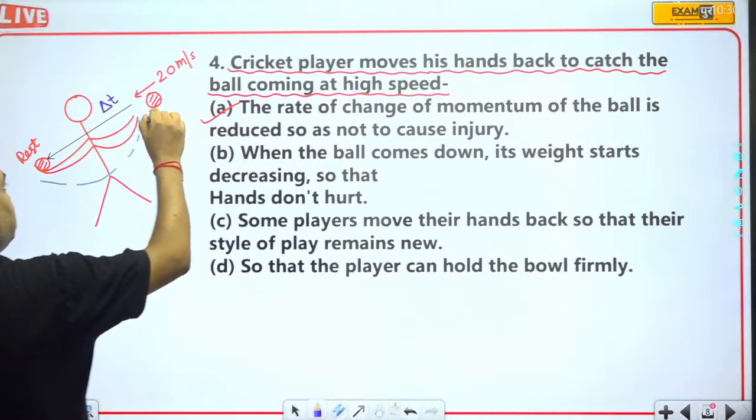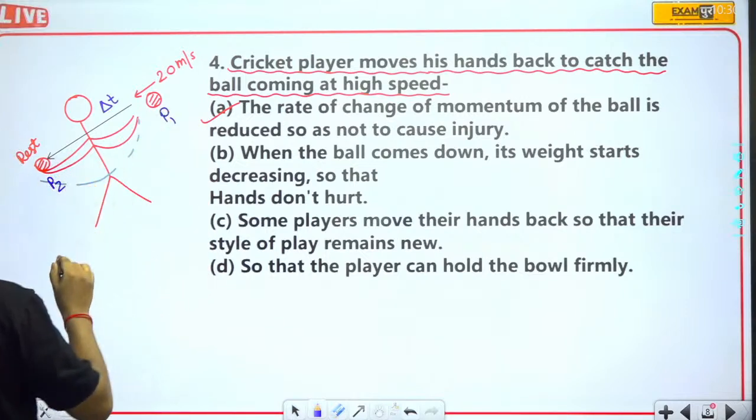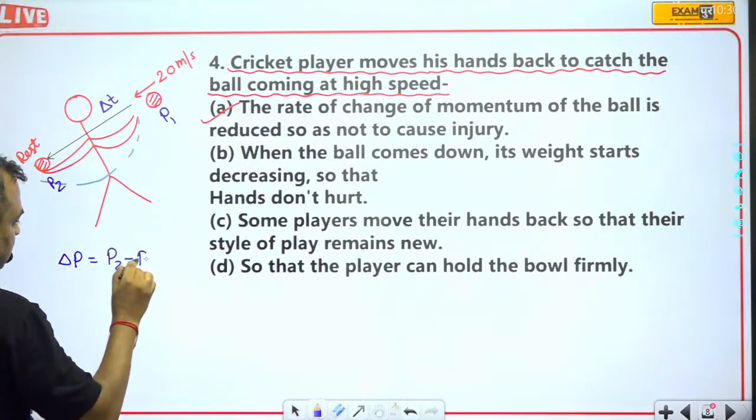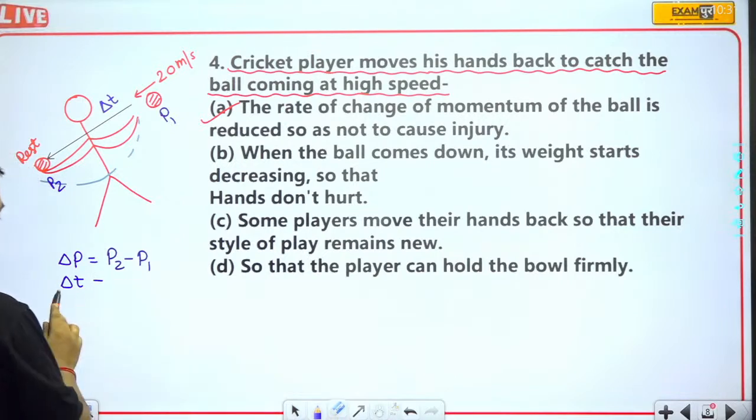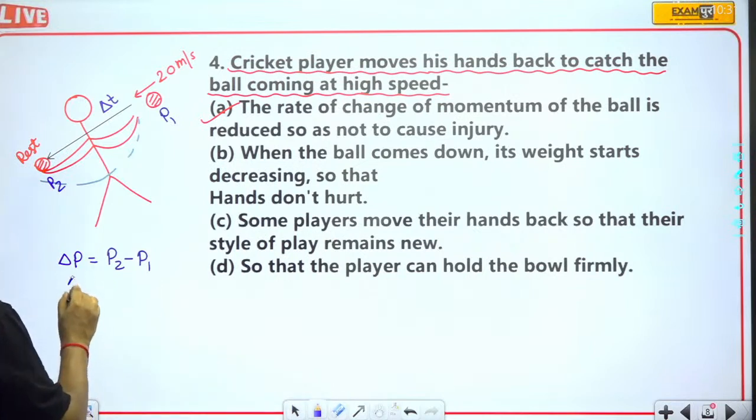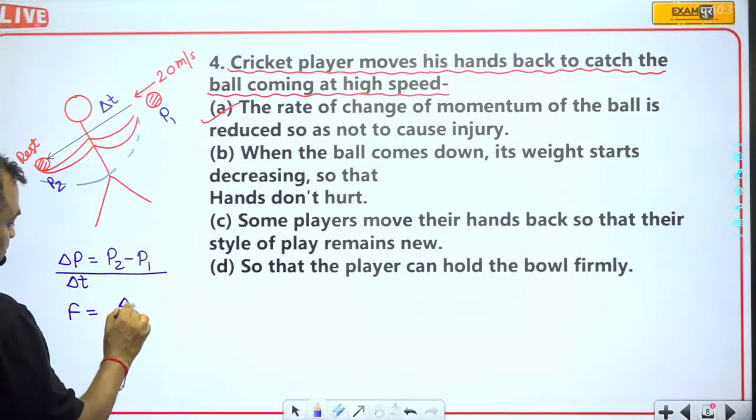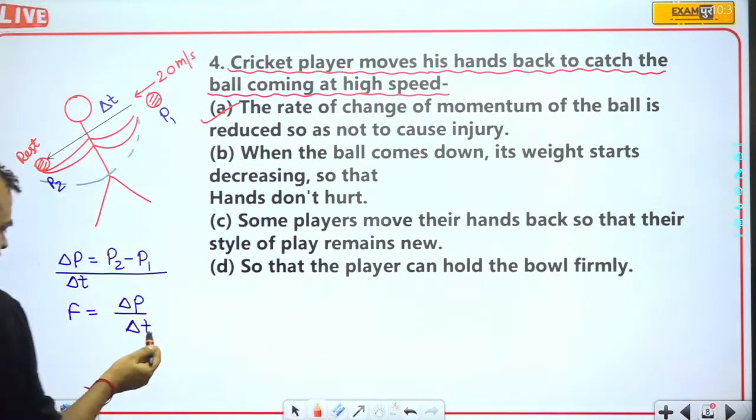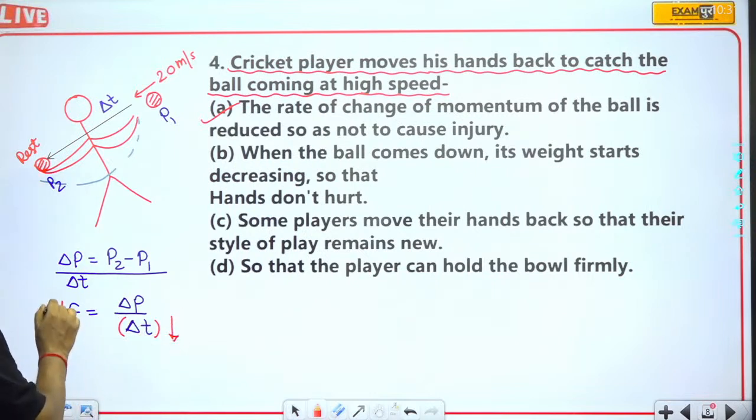Suppose the momentum is p1 and the momentum p2 will be equal to 0. So delta p will be equal to p2 minus p1. This is the time taken, this is delta t. So the rate of change of linear momentum will be equal to delta p upon delta t, and the force applied is equal to delta p upon delta t. I know that if the value of t decreases, then obviously the force increases.